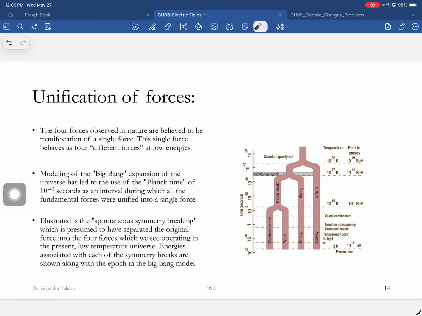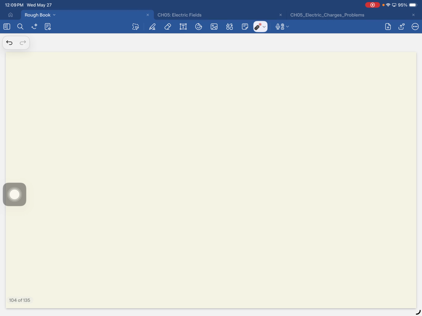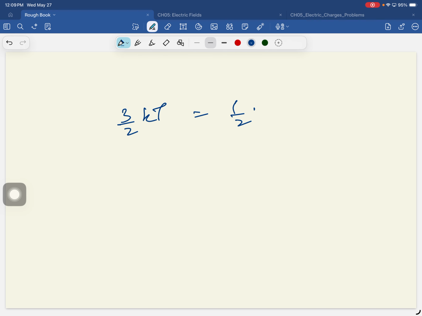Is the giga electron volt, is that like the average energy per particle? Yeah, you can think of it that way. That's the temperature of the universe, and remember, the temperature is related to 3/2 kT. This is the simplified formula. So temperature tells you what's the average energy per particle.